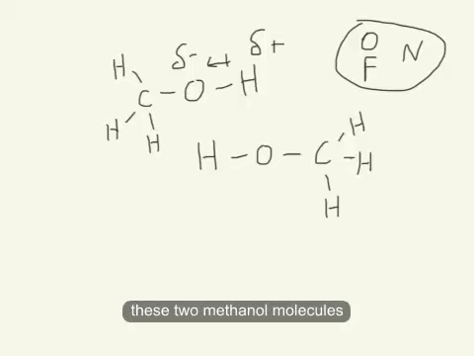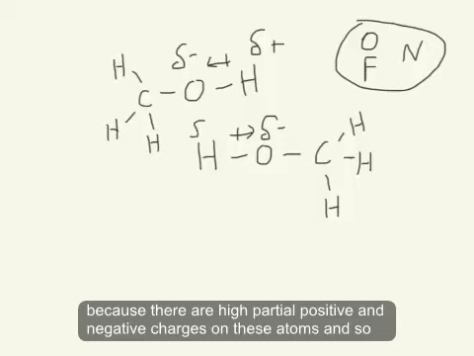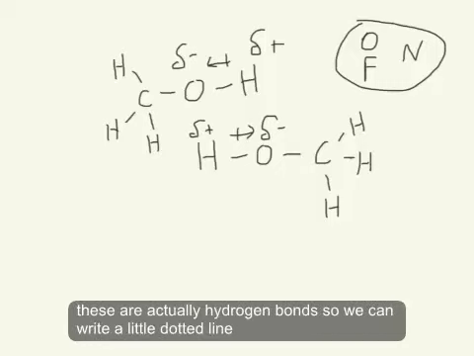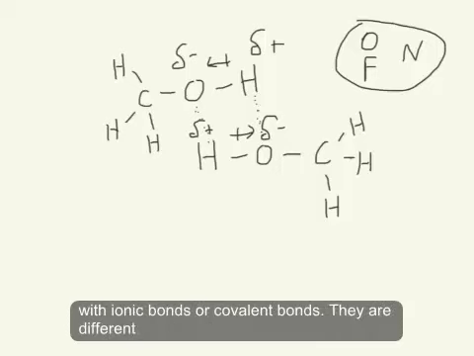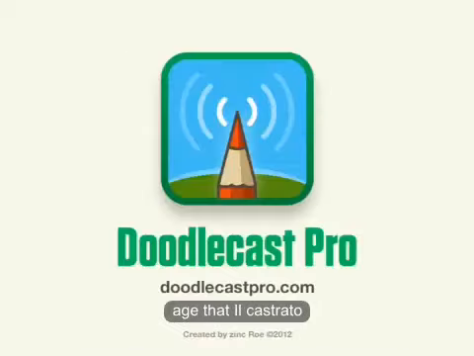So these two methanol molecules are strongly attracted because there are highly partial positive and negative charges on these atoms. And so these are actually hydrogen bonds, so we can write a little dotted line to show that there are hydrogen bonds between the oxygen and the hydrogen. Don't get these confused with ionic bonds or covalent bonds. They're different.